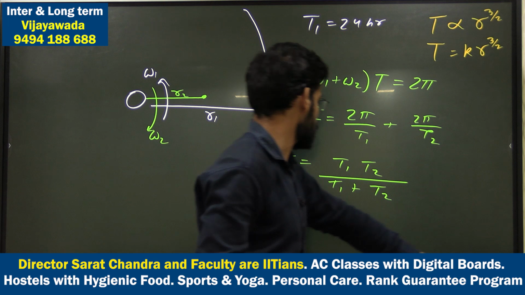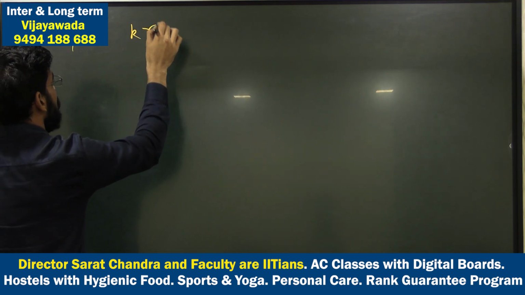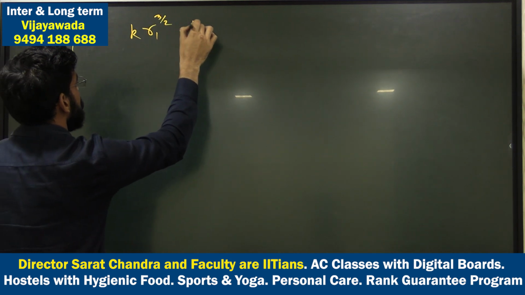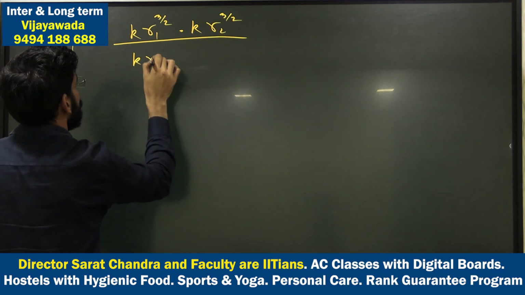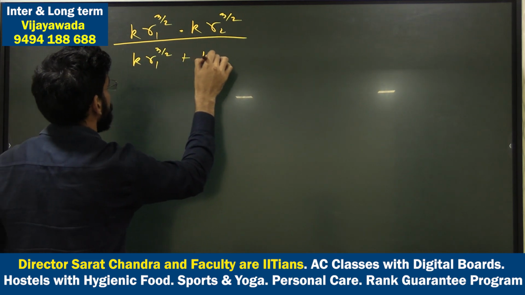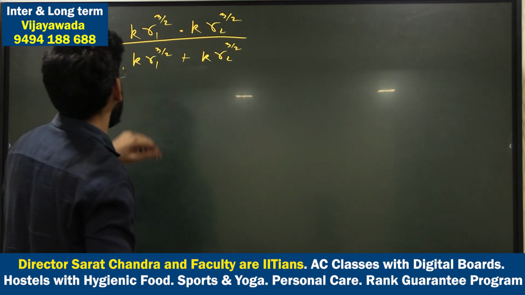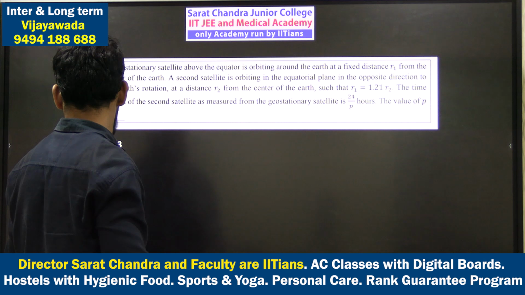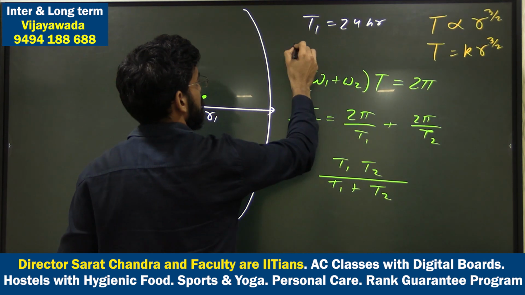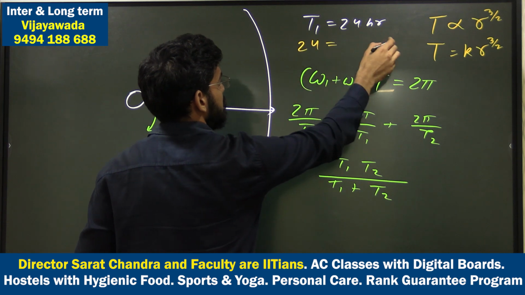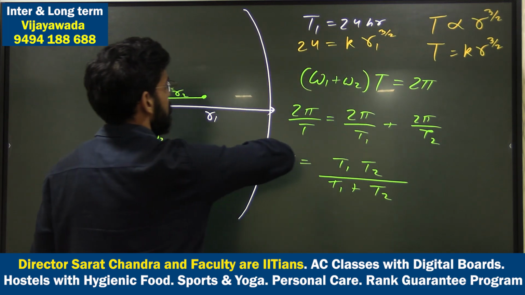So next page, if you want to solve, we can say T is nothing but k into r1 raised to power 3 by 2 into k into r2 raised to power 3 by 2 divided by k into r1 raised to power 3 by 2 plus k into r2 raised to power 3 by 2, okay. Now I know one thing, that T1 is 24 hours, so I can say 24 hours is k into R1 raised to power 3 by 2. For R1 it is 24 hours, right?